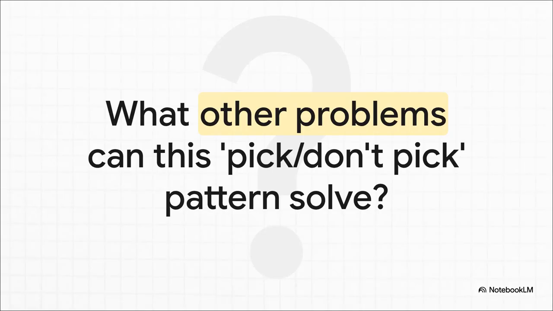And that really brings us to the big takeaway here. This idea, this simple pick it or don't pick it pattern is way bigger than just this one problem. It's a fundamental recursive technique you can use to solve a whole class of problems, from generating all possible combinations of things to figuring out the most valuable items to stuff in a backpack. So the real question is, now that you know this pattern, what other tough problems out there can be cracked with this same simple choice?